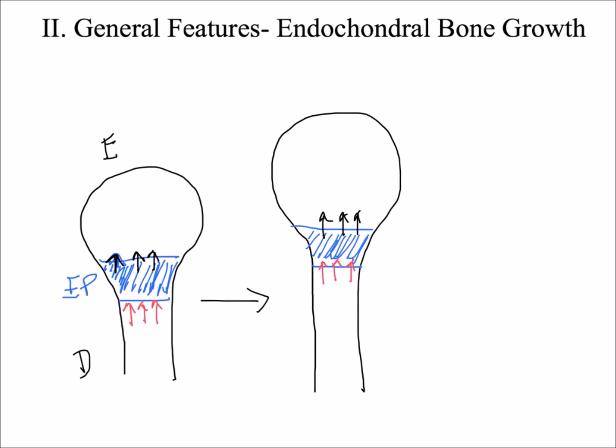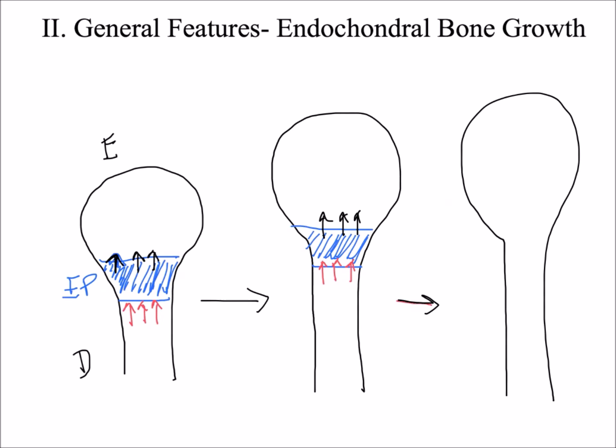Okay? At some point in time, into your adulthood, the bone lengthening process will stop. And what you're left with is a line. In other words, there's no more cartilage between the epiphysis and the diaphysis. And all you're left with is this line where cartilage used to be. This is now called the epiphyseal line, right? Once you have the epiphyseal line, bone growth stops.